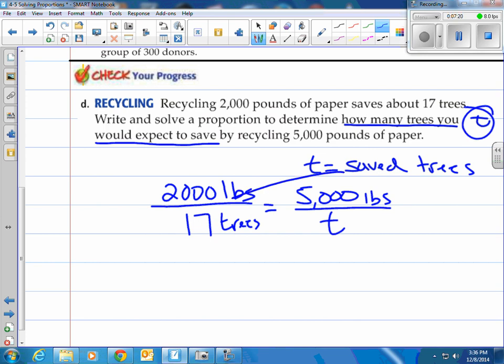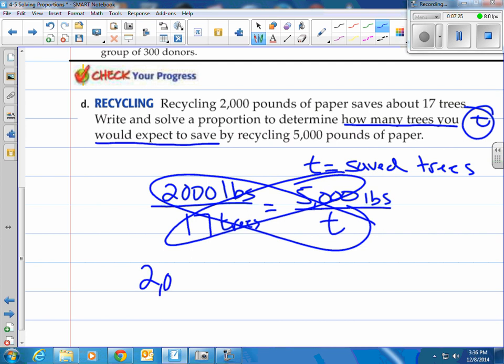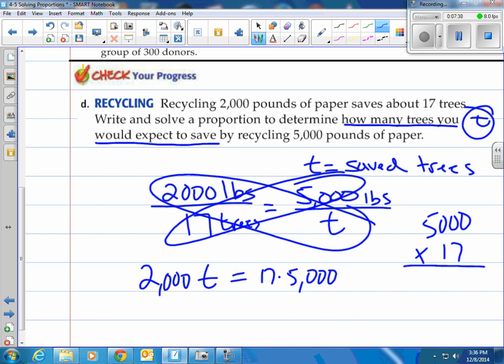Well, simply we're going to multiply the cross products and set them equal. So we have 200 times T is equal to 17 times 5,000. That's the same as 17 times 5 and adding 3 zeros on that. So when I do 17 times 5, I'm going to do that in my head here. It's going to come out to 85. So we have 85,000.